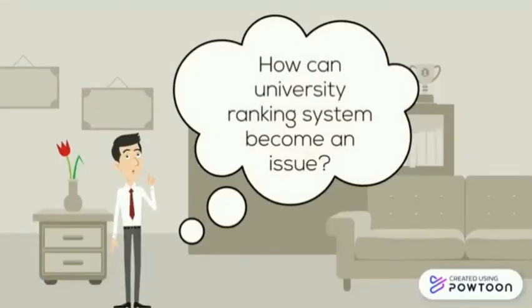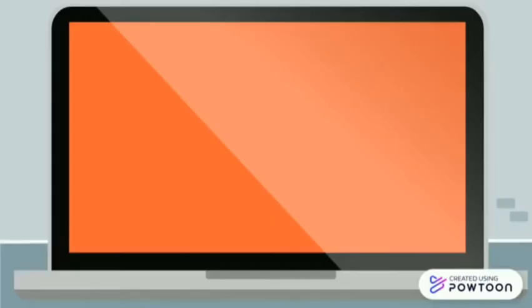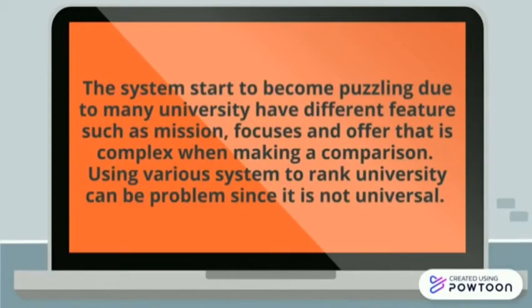How can the university ranking system become an issue? The system starts to become puzzling because many universities have different features, such as mission, focuses and offers, that are complex when making a comparison. Using various systems to rank universities can be a problem since it is not universal.